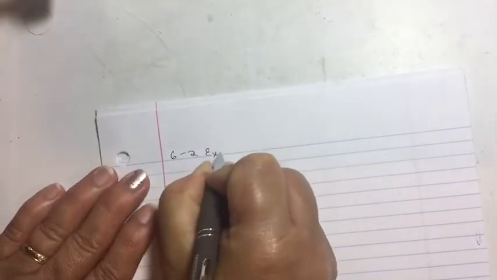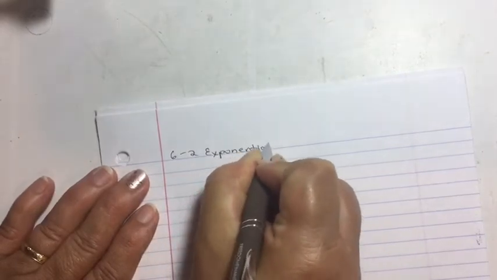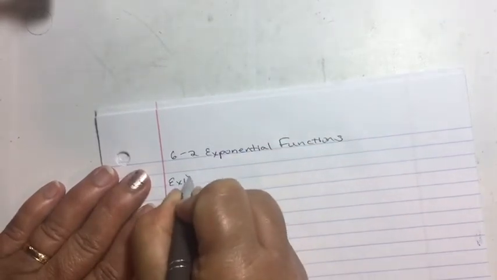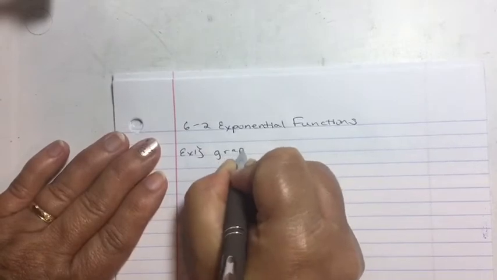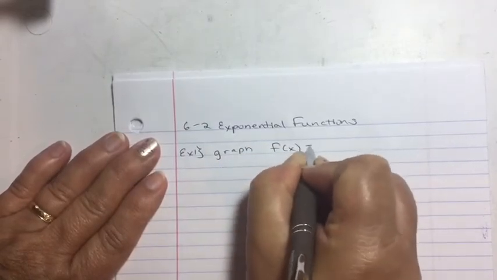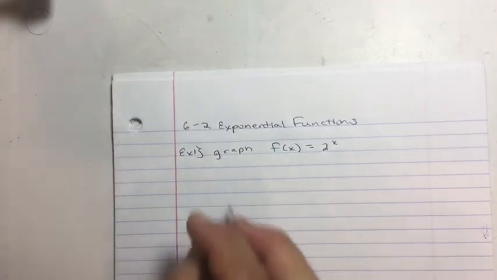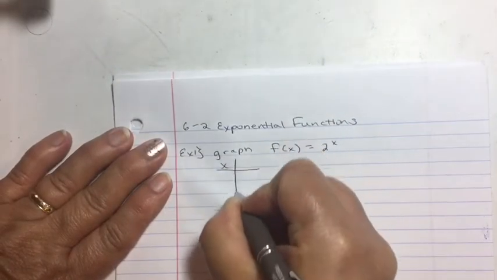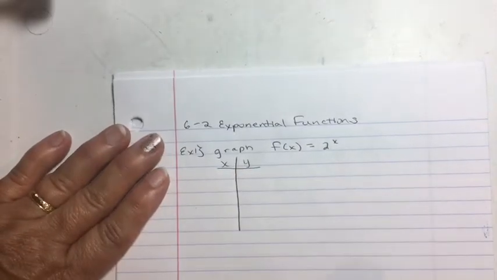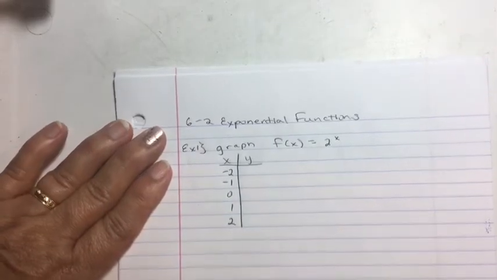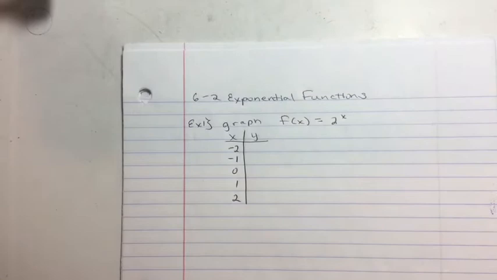Entitle your notes 6-2 Exponential Functions. And we're going to do some graphing. We're going to use a table of values and graph the function f of x equals 2 to the x power. So you want to make a table of values. I'm going to put y. You can certainly put f of x here. And let's start off with the values -2, -1, 0, 1, and 2. Those always seem to be very handy.